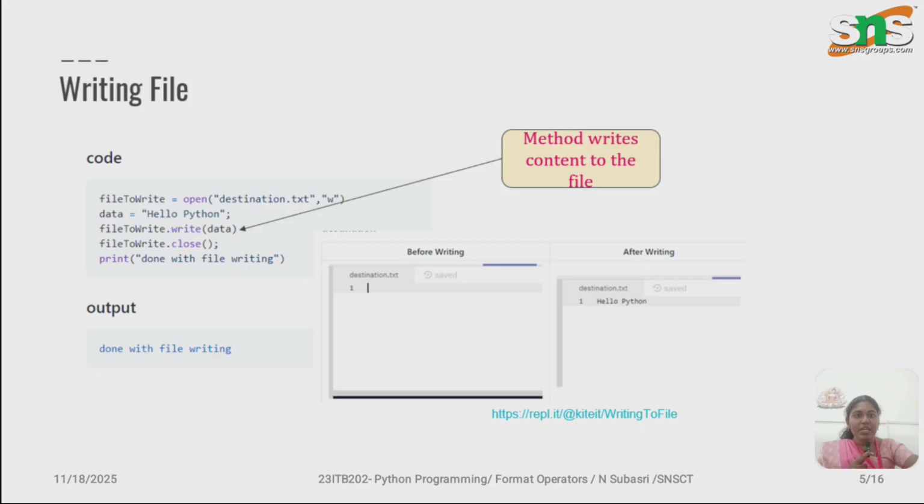While writing a file, how do we write? In the first command we only read the file, right? Here for writing we use the mode w. A file like destination.txt is opened, and we are going to write something inside. Already we have the data hello Python. Inside it we are going to add some more data, like print. In the print I have given done with file writing. Once you run this command you will get done with file writing as the output.